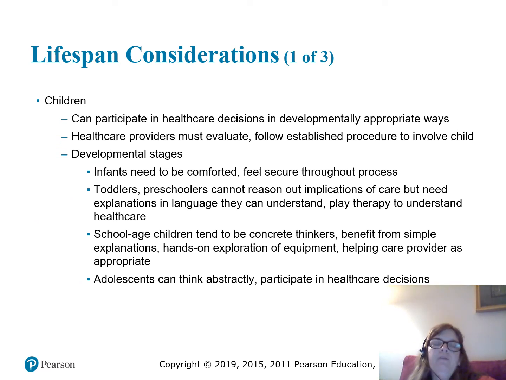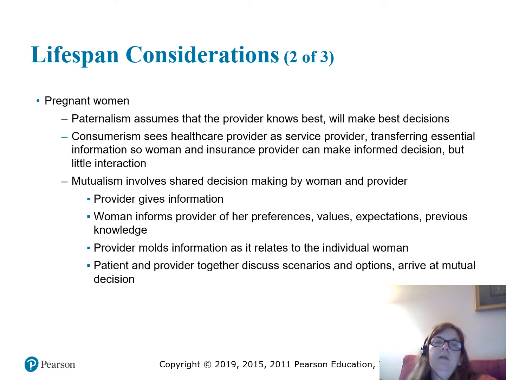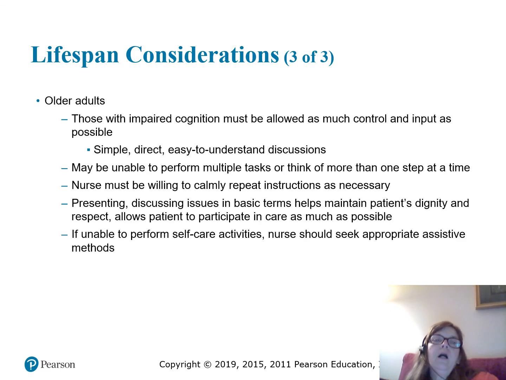And I didn't talk about lifespan considerations in the lecture, but you do want to consider when it is appropriate to include a child in the decision making versus their parent. With a child, you do always have to include the parent, but sometimes you don't include the child, depending on their developmental level. Pregnant women, you want to include them in their decision making. And in the U.S. we tend to use mutualism, which involves shared decision making by the woman and the provider. Older adults, if there's impaired cognition, you may need to involve a family member, but you do want to have them have as much input as possible in the decision making.